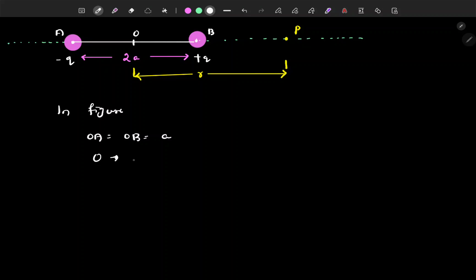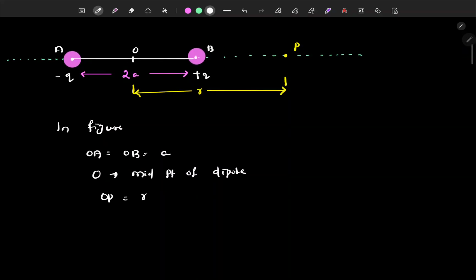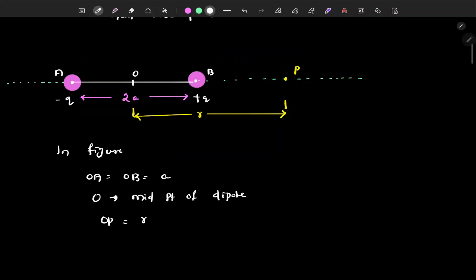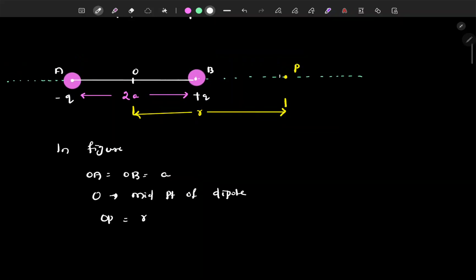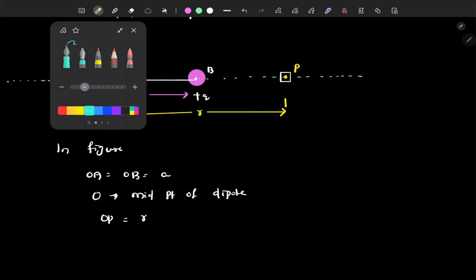In the figure, OA is equal to OB is equal to small a, and O is the midpoint of the dipole, and OP is equal to r, and P is the axial point position. So we have to calculate the net electric field intensity at point P. So how can we find it?